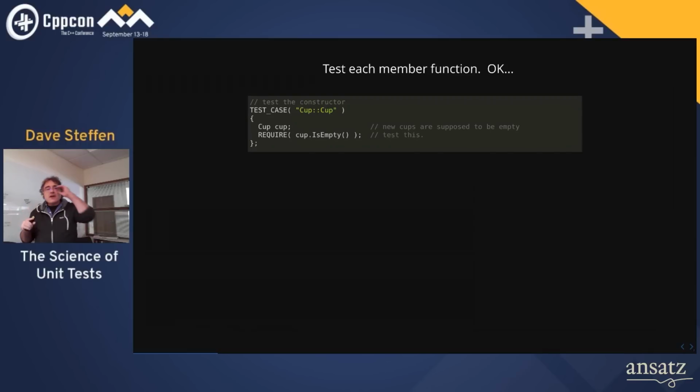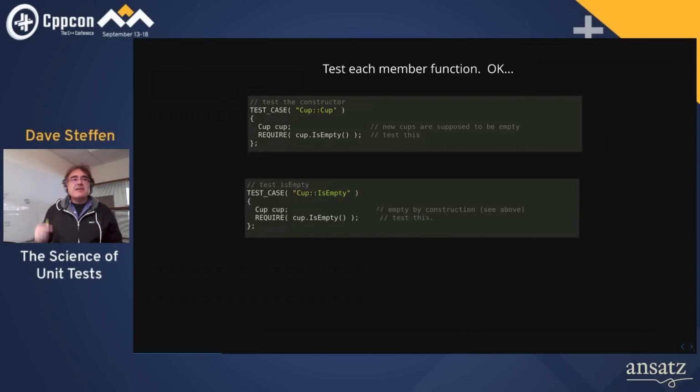All right, here we go. So here's our test case for the default constructor. We make a cup with the default constructor, and then we use the isEmpty member function to see if it's empty. Great, it passes. We're done. Now we go on to test the isEmpty member function. We make a cup, which is supposed to be empty, and then we call isEmpty, and we say, wait a minute, there's something wrong here. We just wrote the same code twice. Why did we write the same code twice?